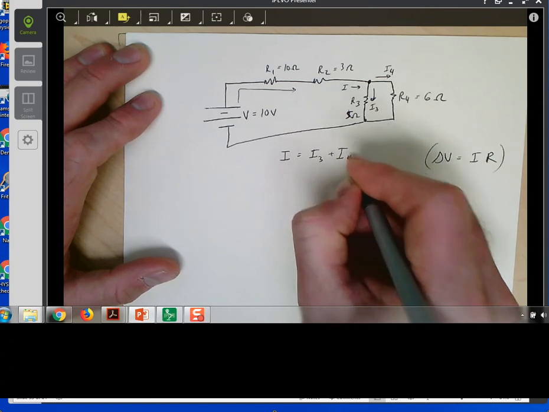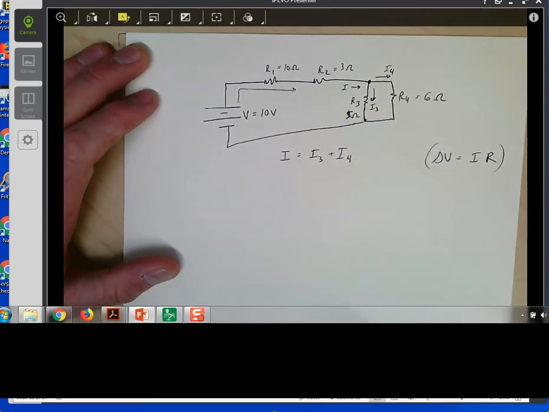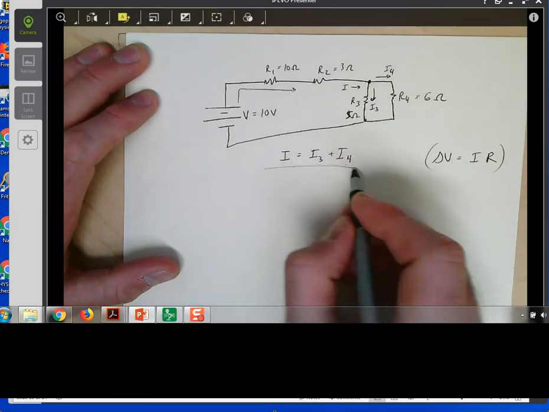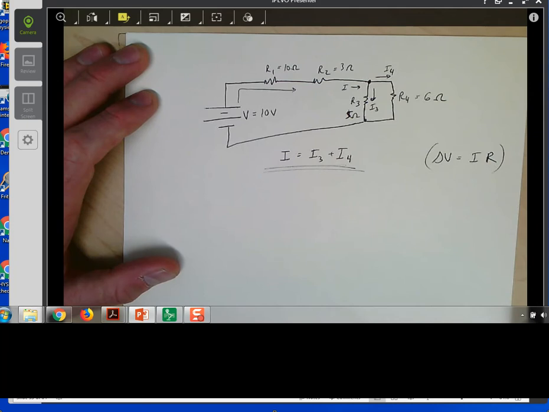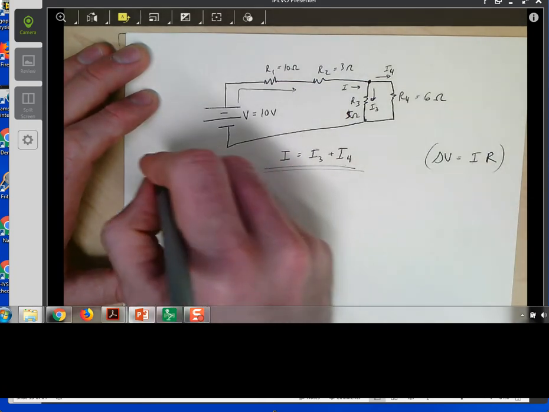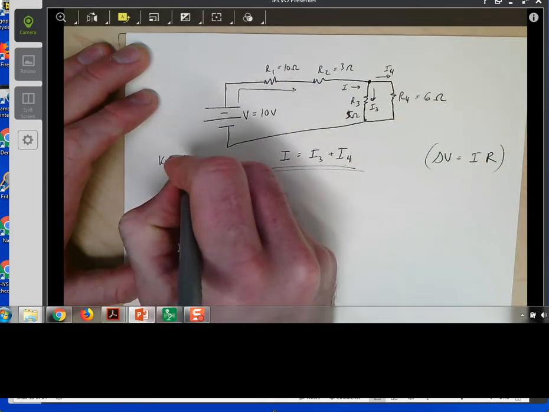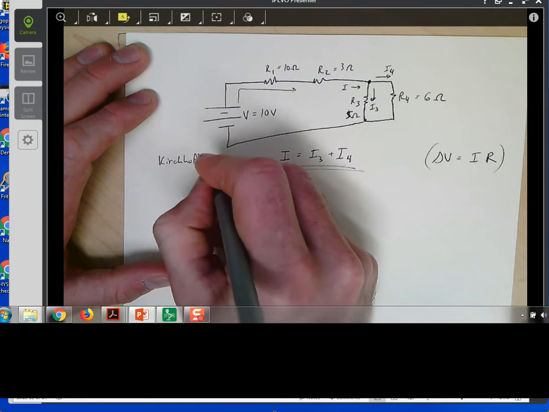And I want to emphasize that I just basically chose a random direction for those currents. The key point is that I chose the relationship between them. That's going to be from Kirchhoff's junction rule.